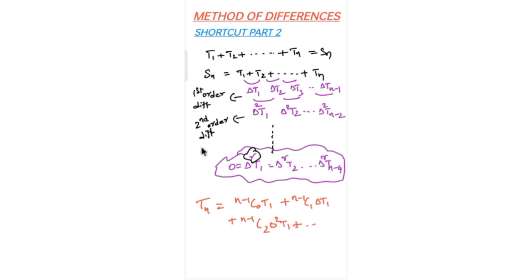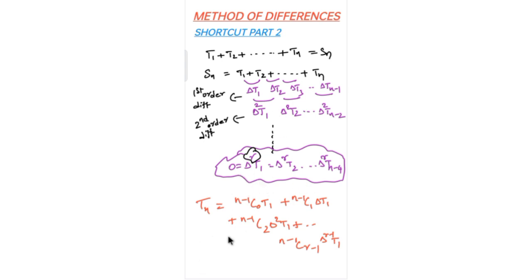If at r point we are getting all these differences to be 0, then we can stop in this way: n minus 1 Cr, n minus 1 Cr minus 1 delta power r minus 1 T1. So it all depends upon the value of r. So Tn can be evaluated in this way: n minus 1 C0 T1 plus n minus 1 C1 delta T1 plus n minus 1 C2 delta square T1 plus so on, n minus 1 Cr minus 1 delta power r minus 1 T1. So this is how you will evaluate Tn.